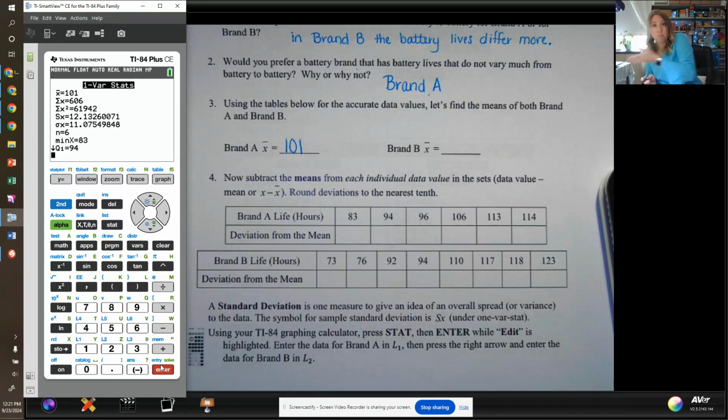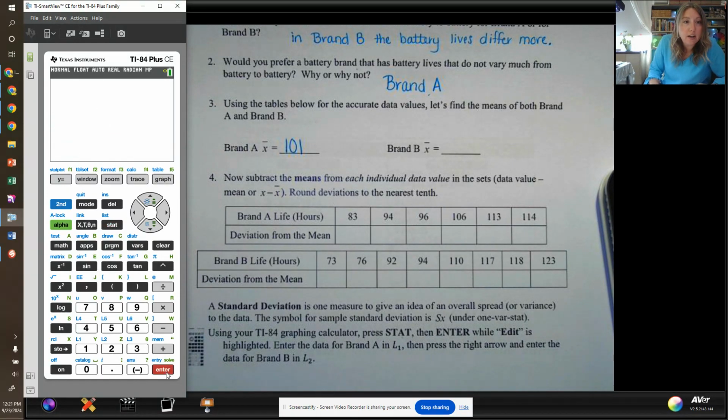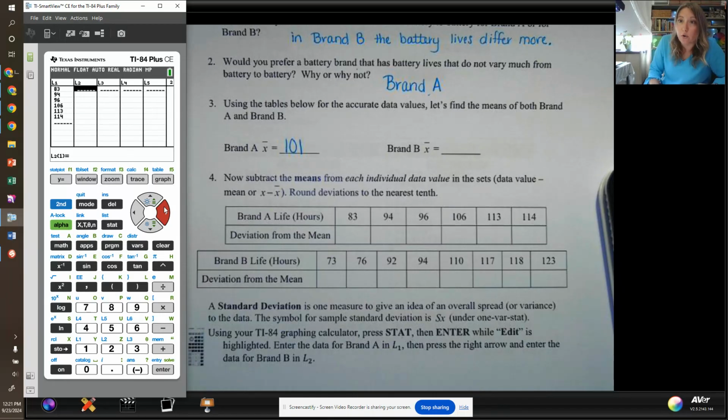Now I need to do the same for brand B. Okay, so I press stat and enter, but now arrow right over to list 2 because we're going to want to come back to battery brand A at some point if we want the data to stay. So in list 2, let's put our battery brand B life. And look at that, 73 and 76, way low. Then you got 92, 94, 110. Ooh, so we kind of do a little bit of a jump here.